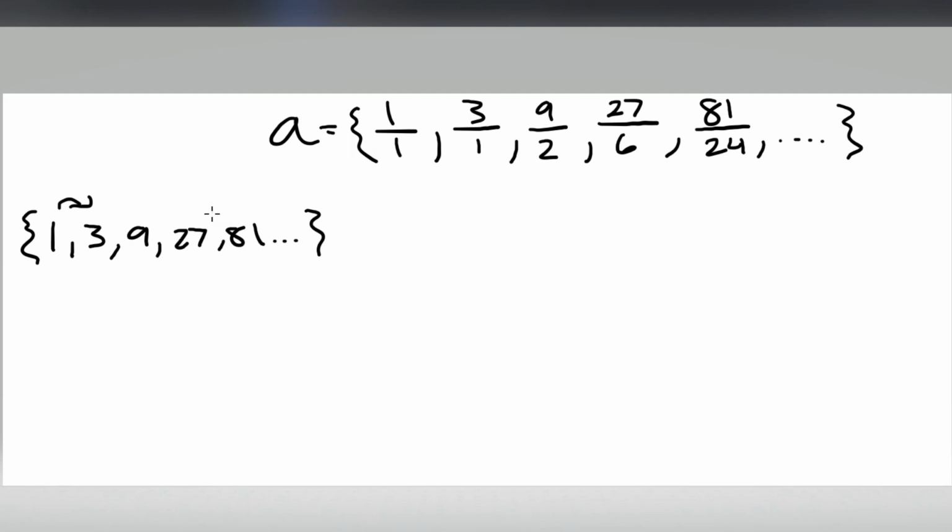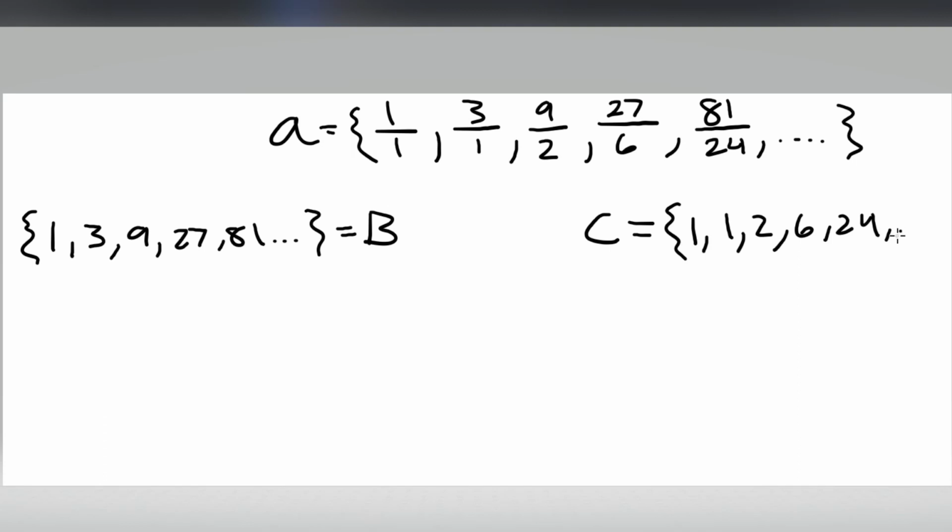Well, I'm just going to call this b. All right, we're going to split our numerator and our denominator. We'll have this at c: 1, 1, 2, 6, 24, and so on. All right, so for our b, we know that every term of b is 3 times what? Well, the value here is 1.